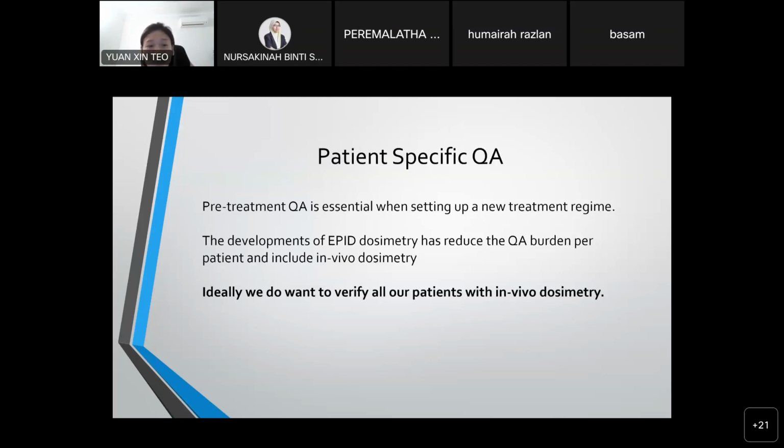Okay, ideally we would need to verify all our patients with in vivo dosimetry, but this also involves cost and manpower effort. The investment in this kind of software is not cheap, and also not everyone knows there is this kind of thing. So that is why I say as a physicist we always need to study online and follow the development of all the techniques and QAs.